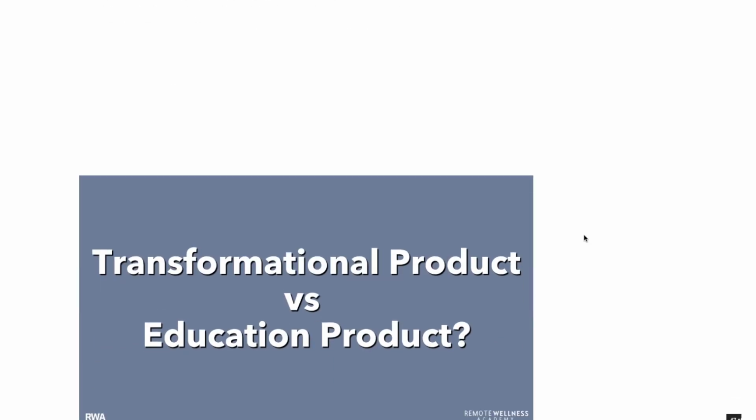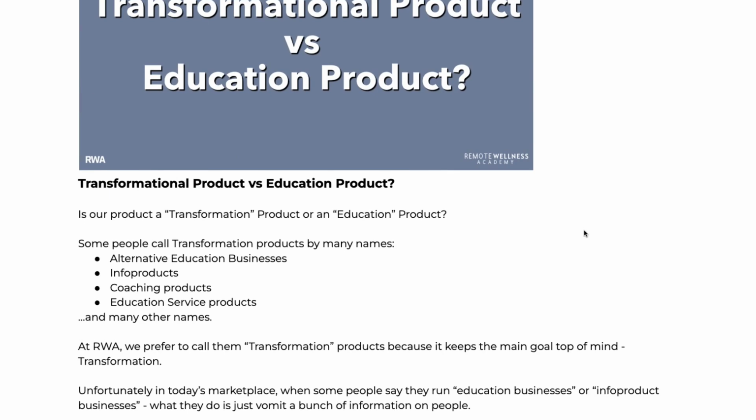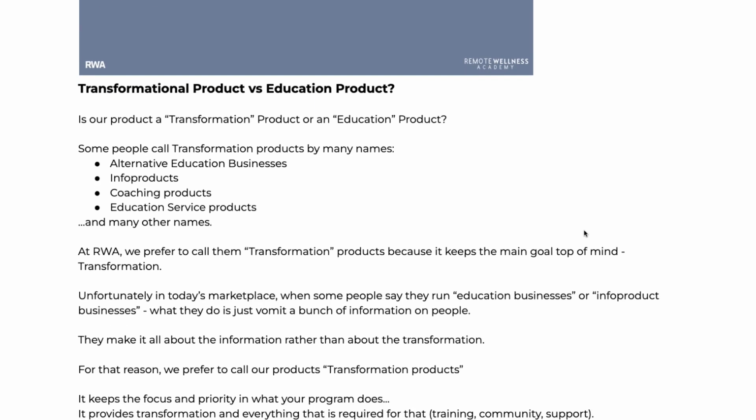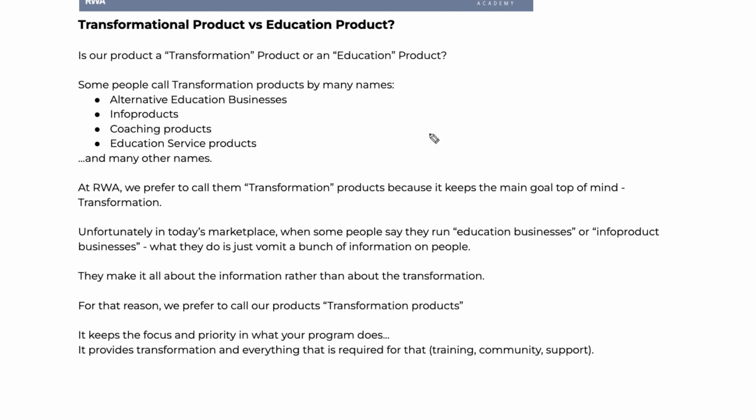Quick mention number 2, real quick, transformation product versus education product. Is our product a transformation product or an education product? Well, some people call transformation products by many names, okay? They call them either alternative education businesses, info products, coaching products, education service products, many other names. Here at RWA, we prefer to call them transformation products because it keeps the main goal top of mind, which is transformation.